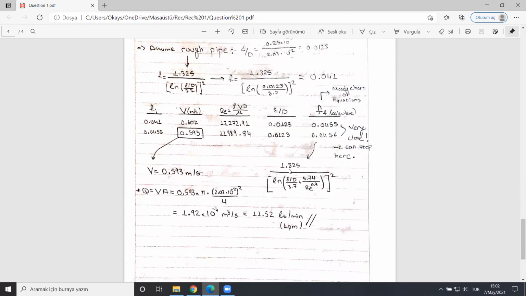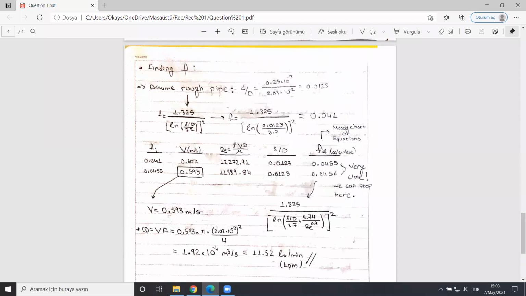By using this Reynolds number, you can either use the Moody chart or this equation. It's up to you. It doesn't matter which method you use. You can calculate our final F value. When you put this Reynolds number into this complete equation right here, your F value is equal to 0.0455. There is a bit of difference, so it means we need at least one more iteration.